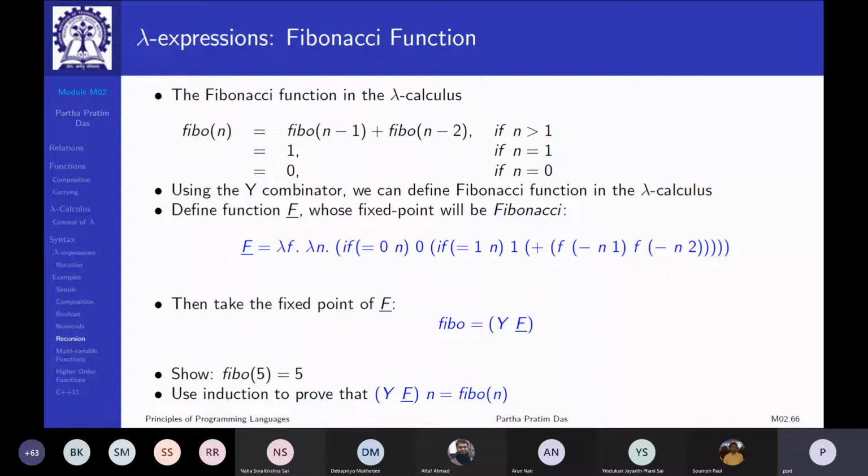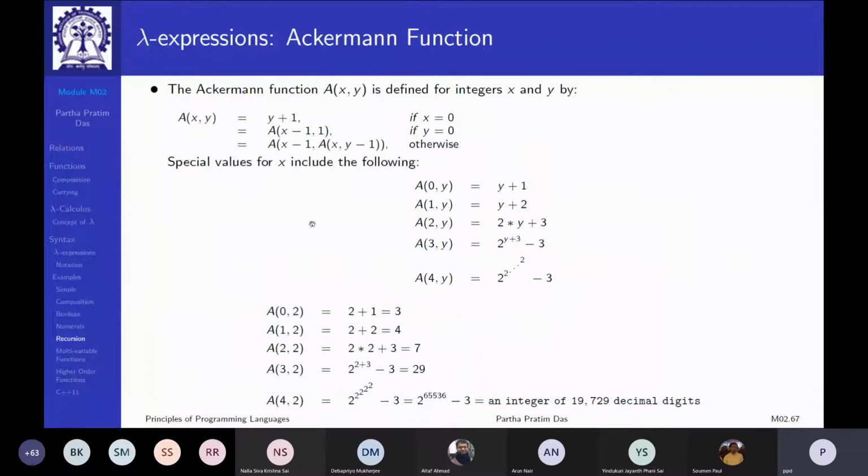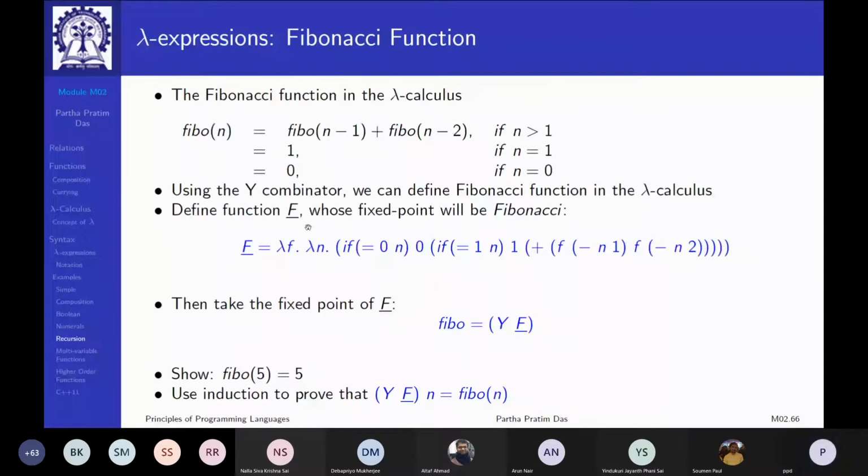So in the Fibonacci function, in place of Fibo, if we use a function parameter f, we are on slide 66, and the Fibonacci parameter n, then you can write this in terms of a lambda expression. So first we have the exit condition: if n is equal to 0, then it is 0. Else, if n is equal to 1, then it is 1. Otherwise, it is the addition of f applied onto n minus 1 and f applied onto n minus 2.